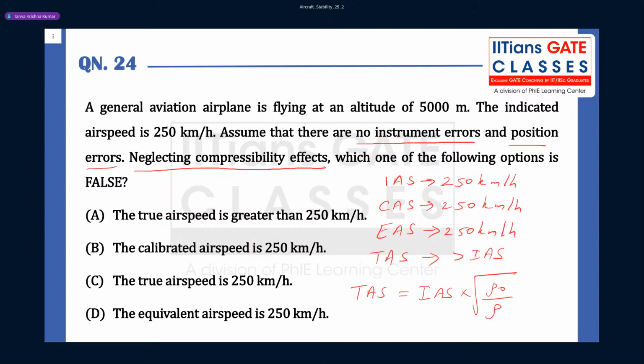Now look at the question, they've asked you which of the following options is false. True airspeed is greater than 250. This is a true option. Calibrated airspeed is 250. Again, true. True airspeed is 250. This is wrong because we know that the true airspeed will always be higher. So they've asked you which is false, and hence C is the correct answer. Okay, let's go to the next question.